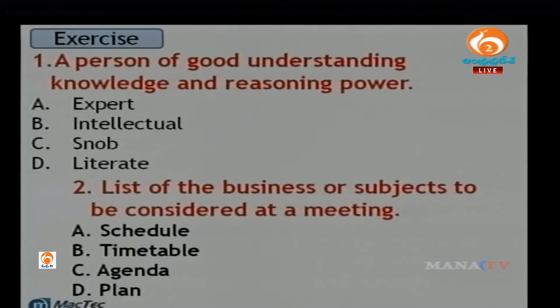Moving on to question number 2. List of the business or subjects to be considered at a meeting. So when you go for a meeting, a list of things which you need to discuss: a schedule, a timetable, an agenda, a plan. Now, plan is something you have list of things to do along with the timeline.